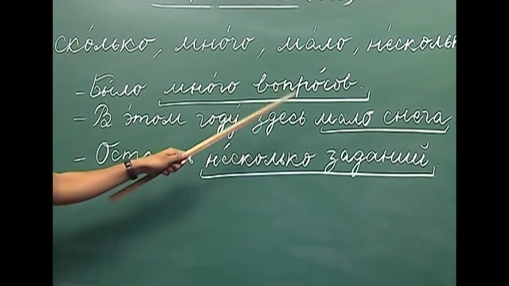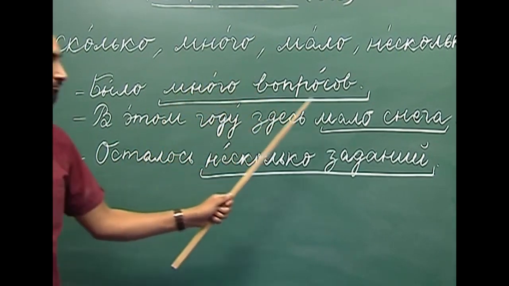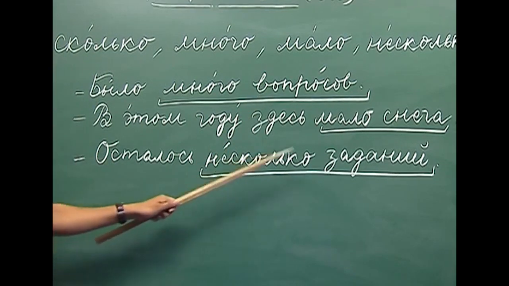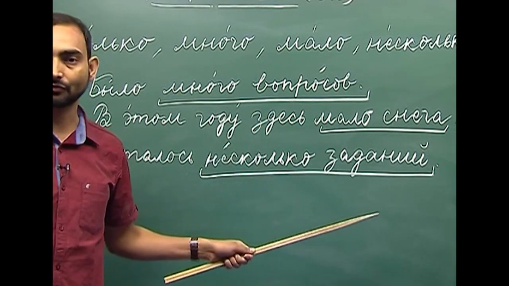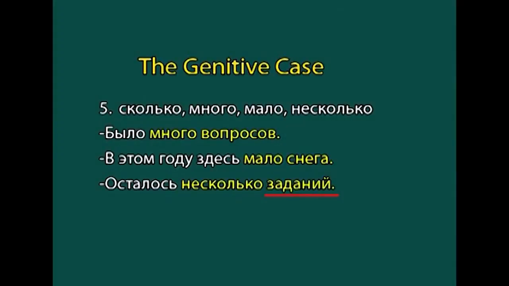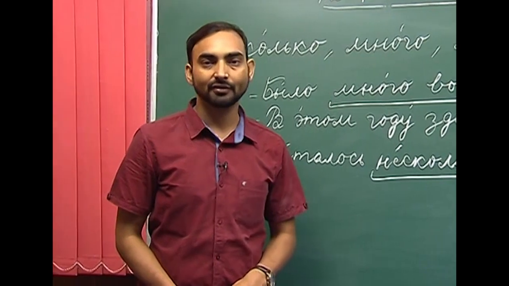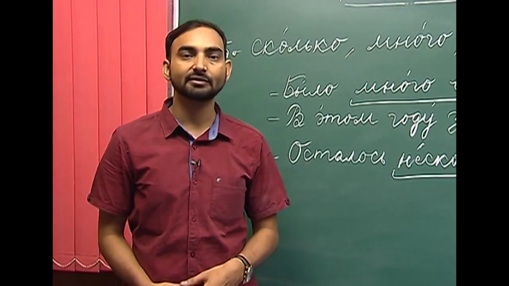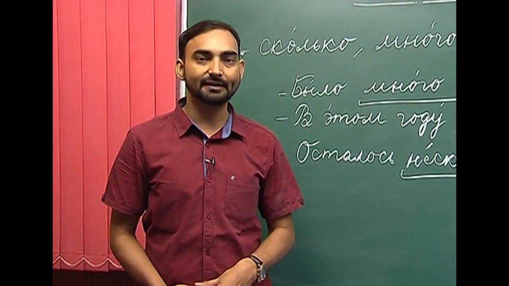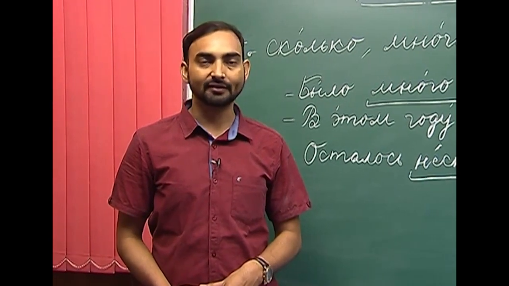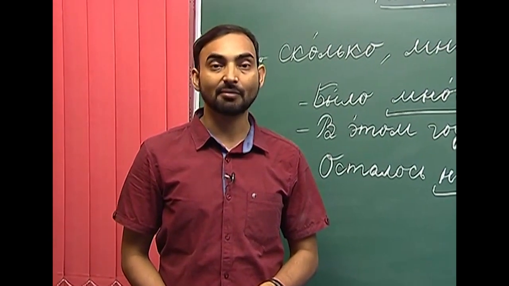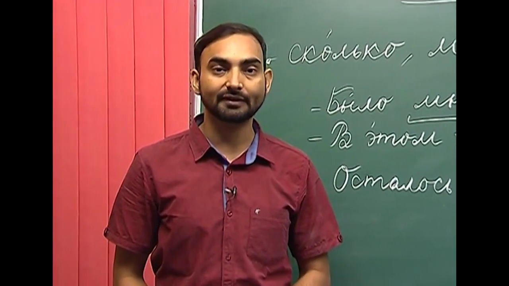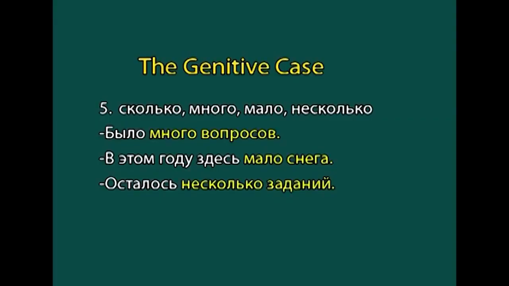As you can see, after mnogo, malo, neskolko we have used the genitive case of nouns. Zadanie has become zadaniy, sneg has become snega, and vopros has become voprosov. So, now we have already discussed some of the important uses of the genitive case. In the next lesson we will learn about the declension of nouns in the genitive case. So, this is all for today.